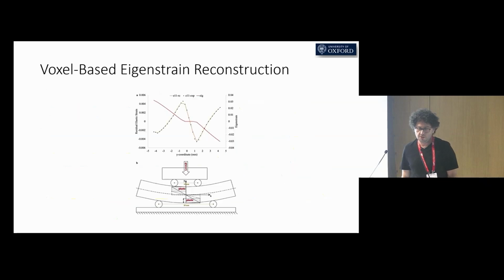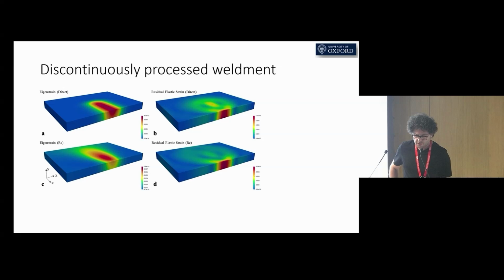We performed a validation using a bent specimen. It is a titanium alloy, and results show characteristics of bending residual stress clearly. Details can be found in the paper. And in another case study, this time we applied the same weld experimental data for the voxel-based eigenstrain reconstruction technique.